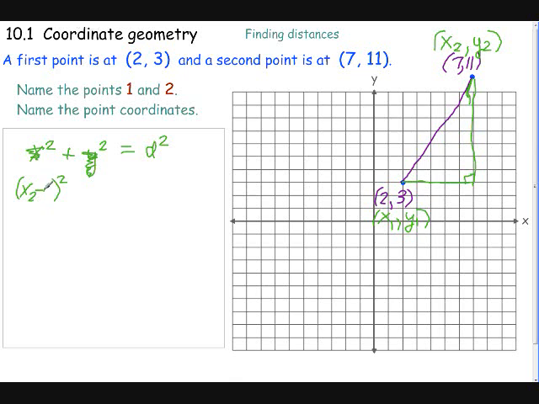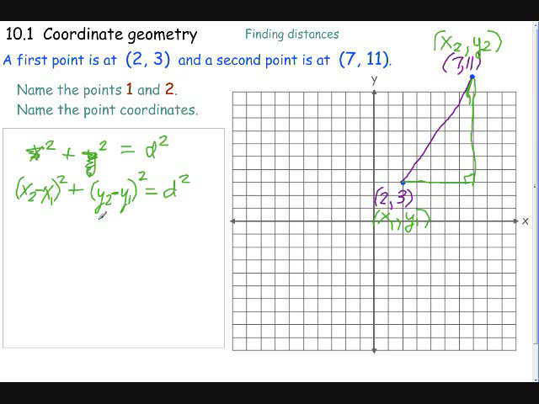Plus, and now the distance of the other leg squared, which is y sub 2 minus y sub 1, the distance squared. I want to point out to you right here that it doesn't matter which I have first. When I square this, it's going to make whatever it is positive anyway. I could have had x sub 1 minus x sub 2 squared and y sub 1 minus y sub 2 squared. I'm going to get the same distance.